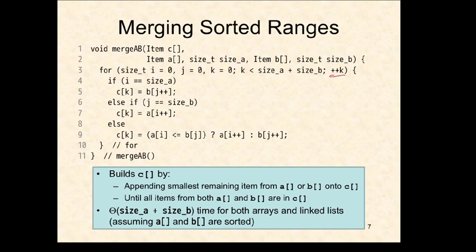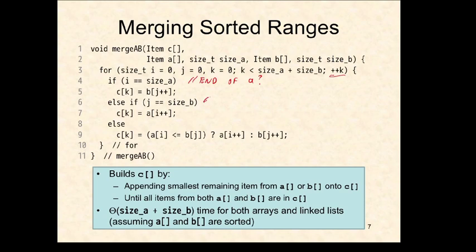Okay, so let's look through the code here. So we say, if i is equal to the size of A, then what goes into C must come from region B. What this is saying is, have we reached the end of A? If we've reached the end of A, then the remaining values must be coming out of B.